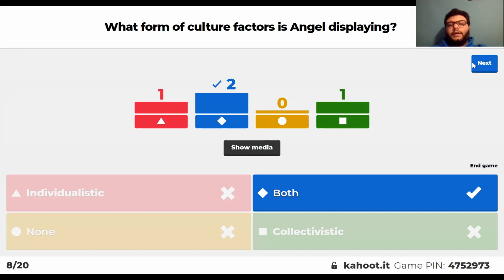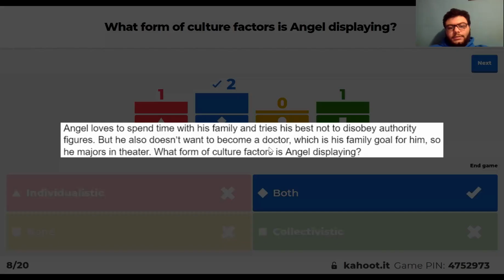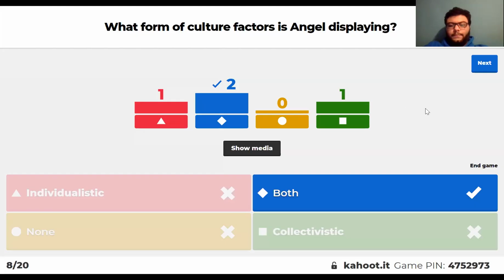Yes, it's both. Because it says Angel loves spending time with his family, he doesn't like to disobey them, that would be more focusing on the goal orientation, collectivism. And because he doesn't necessarily align with what the family has planned for him, he has his own individuality, so he would be a little individualistic as well. So it'd be both.